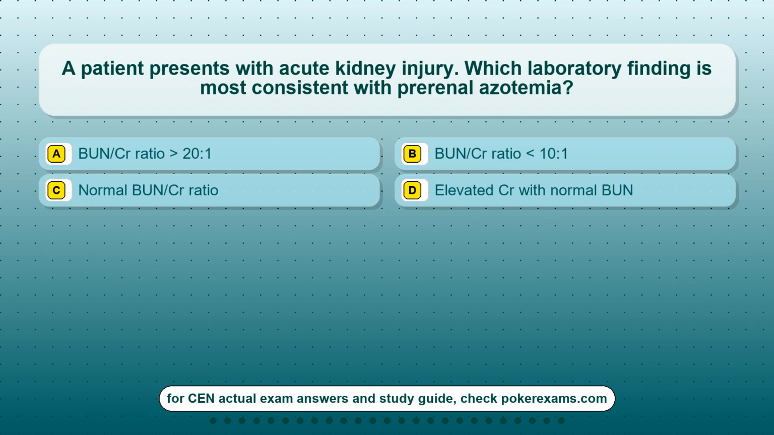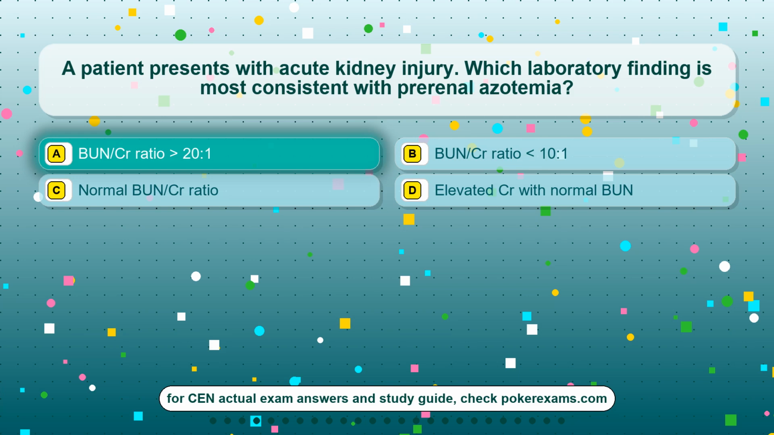Question 3. A patient presents with acute kidney injury. Which laboratory finding is most consistent with prerenal azotemia? Option A, BUN/CR ratio 20:1. Option B, BUN/CR ratio 10:1. Option C, normal BUN/CR ratio. Option D, elevated CR with normal BUN.